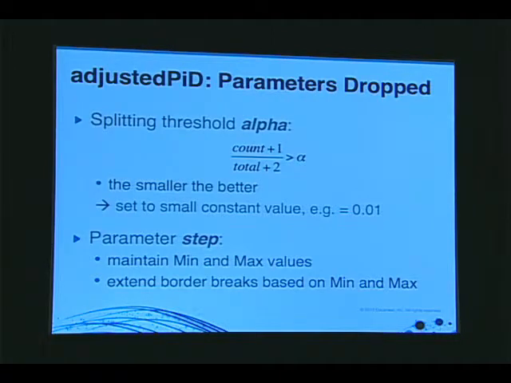And the parameter step, we can get rid of this parameter by just maintaining the minimum and the maximum values from the data stream. And whenever a bin at the border exceeds the threshold, then we do not extend the bin by a fixed step size, but we just extend it to the new minimum or maximum value and split it also.